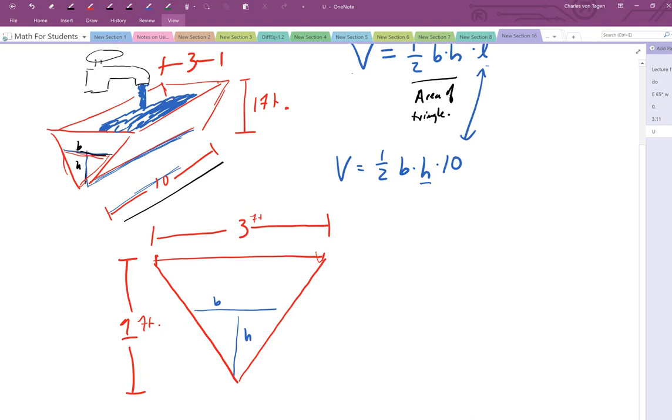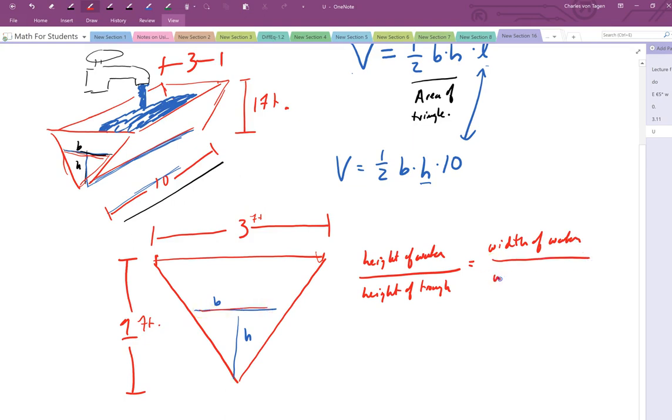So let's go ahead and form a statement about this similar triangle. We know that the ratio of the height of the water to the height of the trough will be equivalent to the width, the width or the base of the water, and by that I mean this distance right here, over the width of the trough.